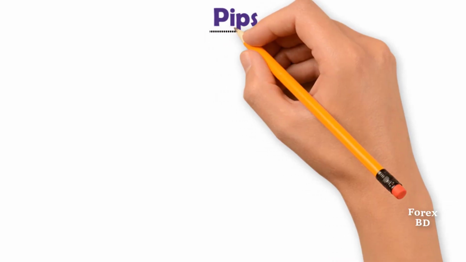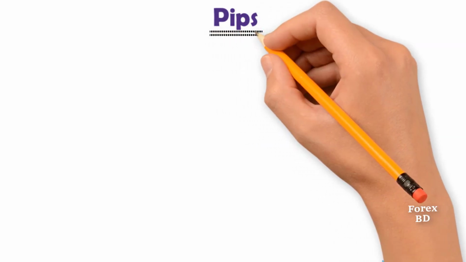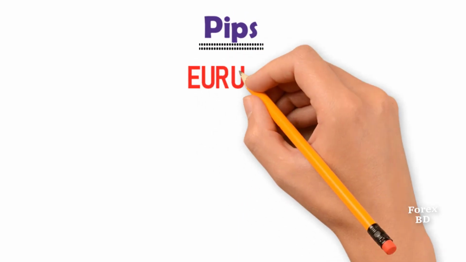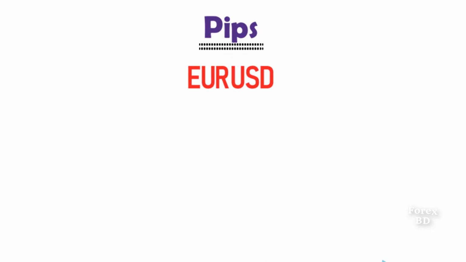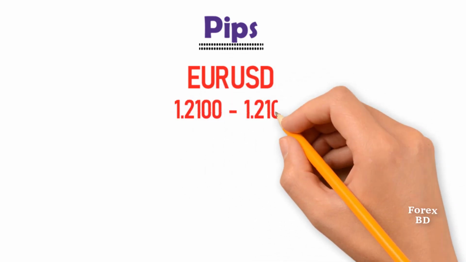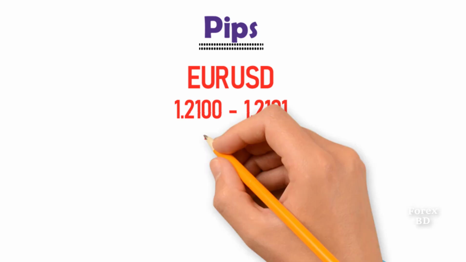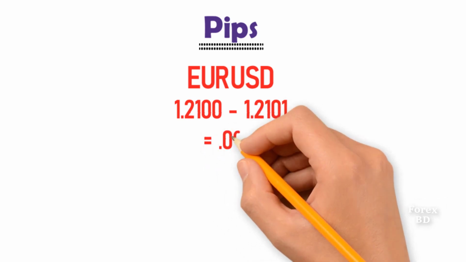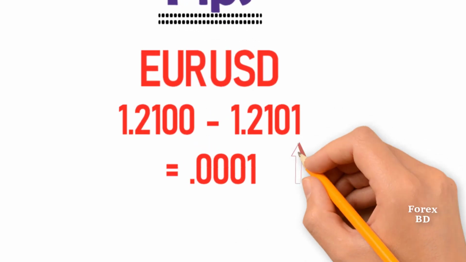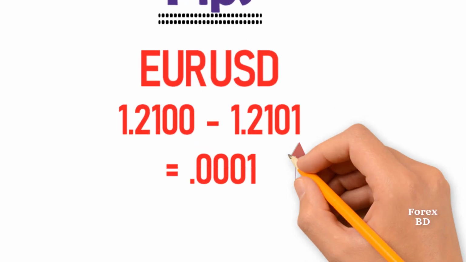What are pips? Pip is a unit of measurement that measures the difference between two currencies. Suppose the value of the Euro-USD currency pair changes from 1.2100 to 1.2101. This means that 0.0001 USD has increased in this currency pair, which means its value has increased by 1 pip.